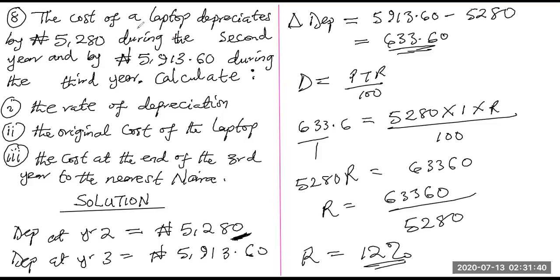They say the cost of a laptop depreciated by this during the second year. That means the next year they bought it, not at the end of the second year. So our principal is what we want to look for. That's what they're asking of the original cost of the laptop.